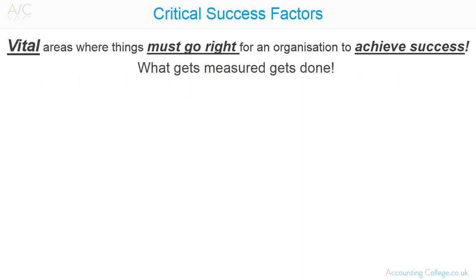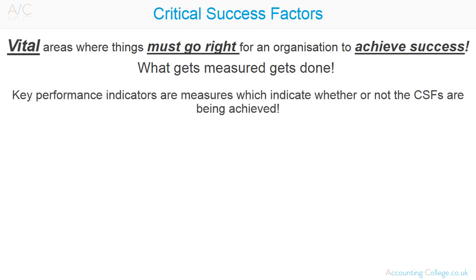If it's an important objective, it must be measured, and key performance indicators are used by an organisation to measure the achievement of critical success factors. Key performance indicators are measures which indicate whether or not critical success factors are being achieved. With the performance management paper, the choice of performance measurements and the measurement of performance is key to the syllabus.